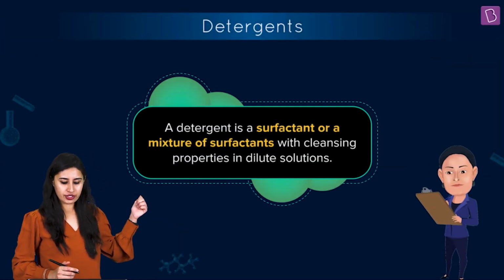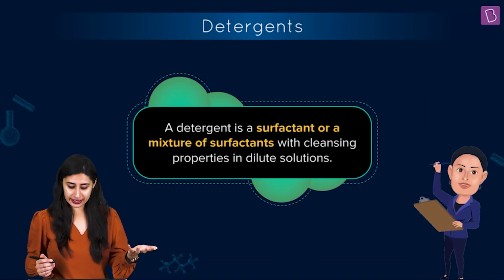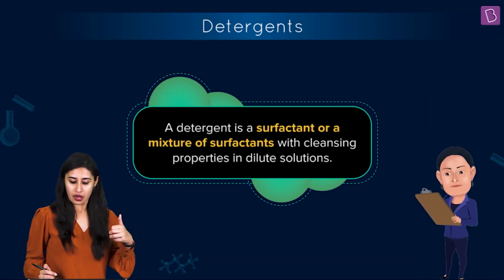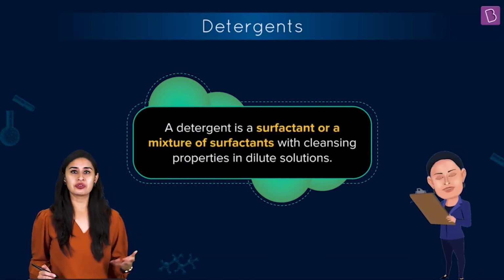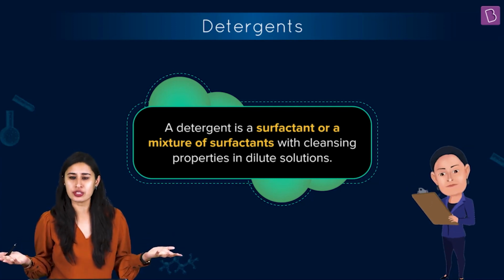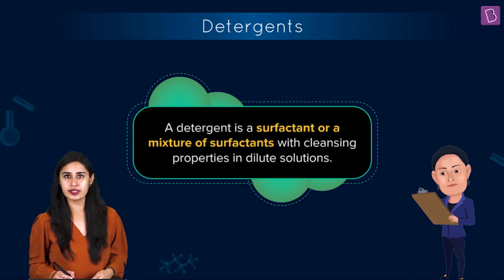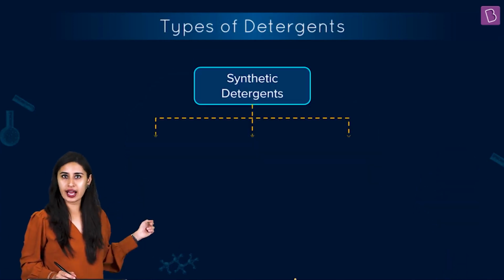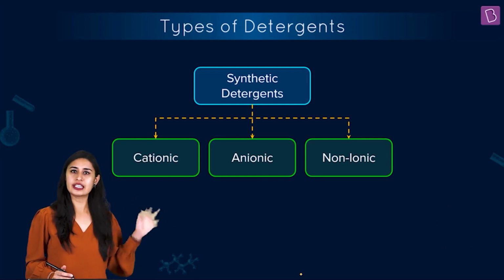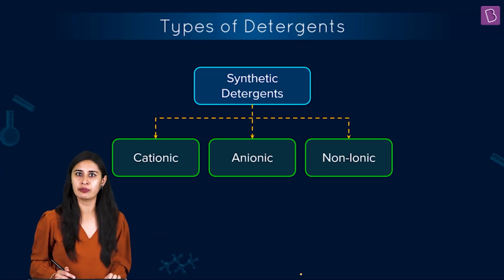When I talk about detergents, a detergent is a surfactant or a mixture of surfactants with cleansing properties in dilute solutions. Basically cleansing agents, right? So when I talk about the synthetic detergents, of course, there are three kinds: anionic, cationic, non-ionic. Let's see all three of them individually, one by one.